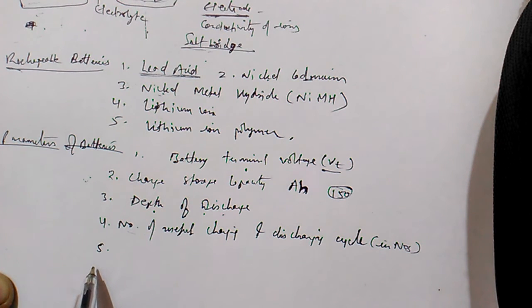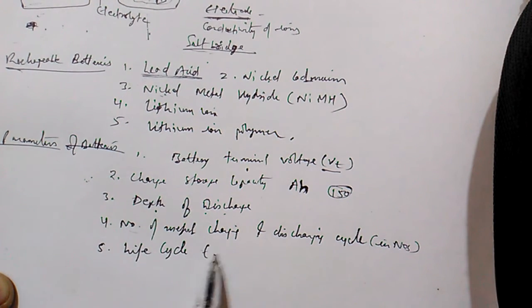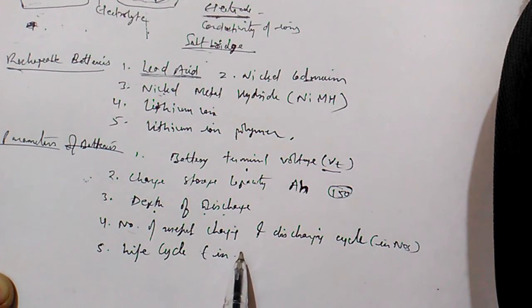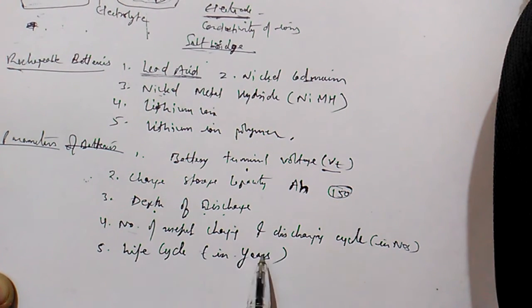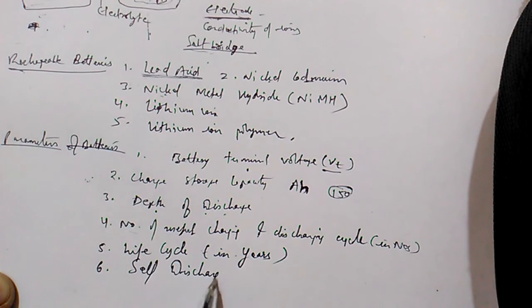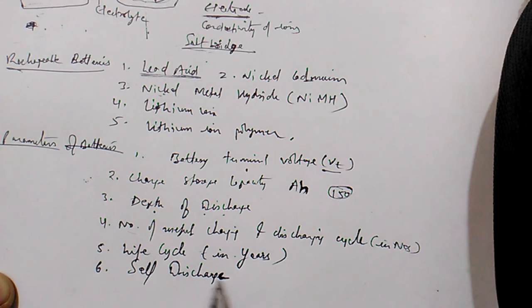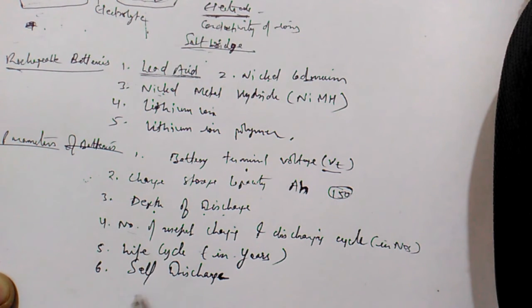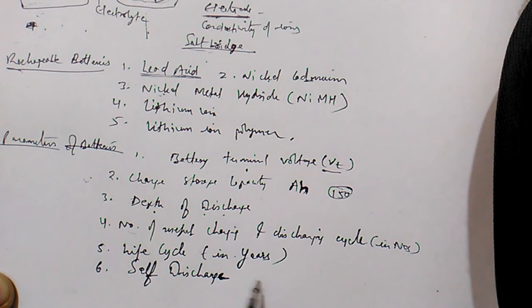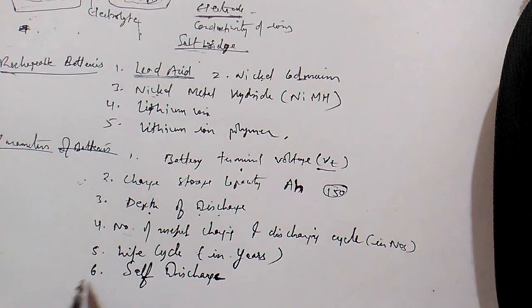So the fifth point is life cycle. Life cycle means the life of the battery in years, like 3 years, 4 years. And self discharge: suppose we are not using the battery, how much will it discharge automatically by itself. This will be less than 1% in some period of time.